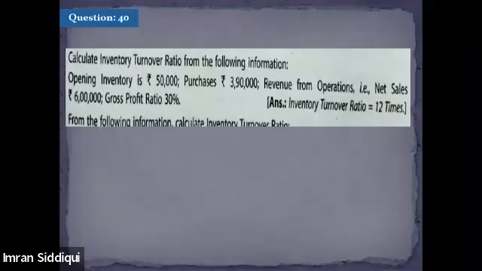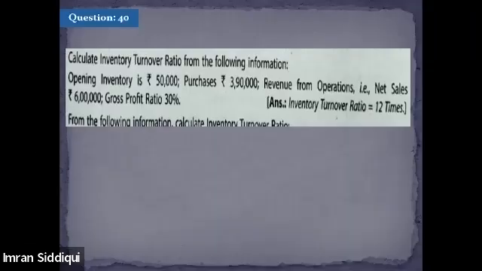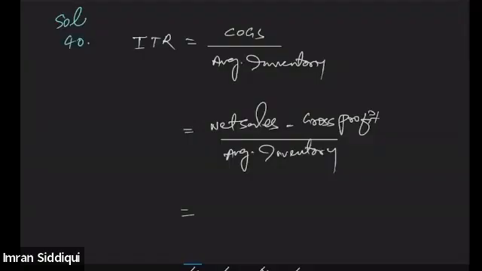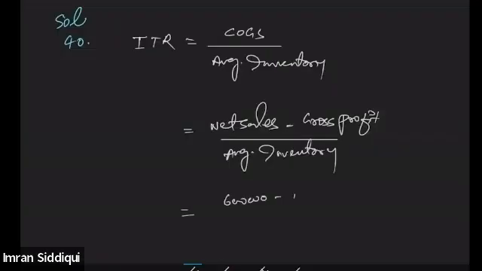And for finding out the average inventory, you'll have to do the calculation. You'll have to make a working note for that. We'll do that later. First of all, let's just write down the value of the COGS. COGS will be net sales, which is given as 6 lakh, minus the gross profit, which is 30% on, it must be on sales. So 30% on sales is 1,80,000.